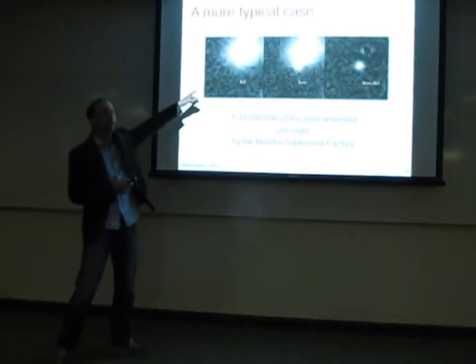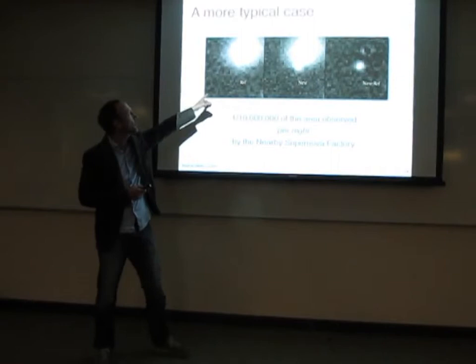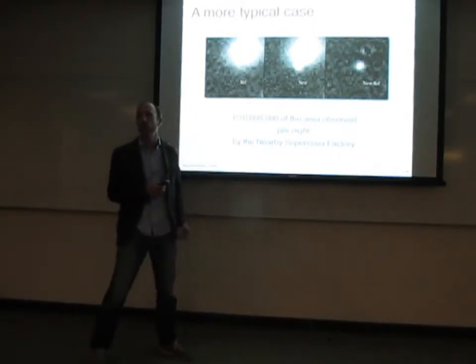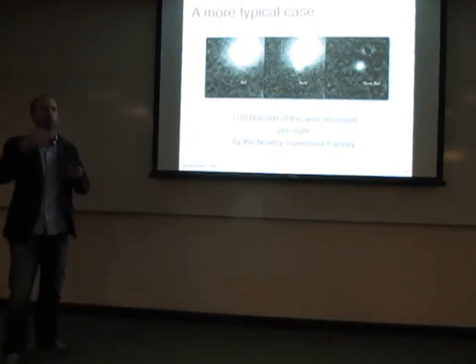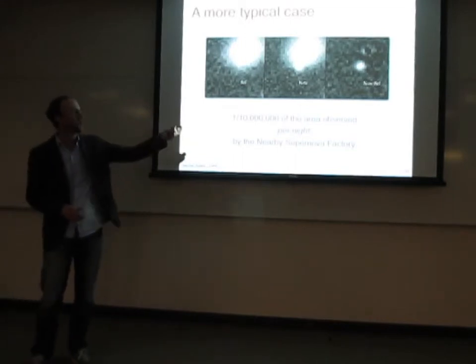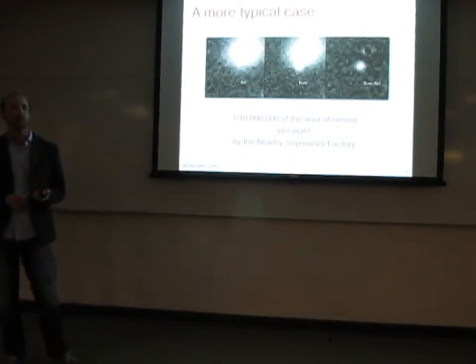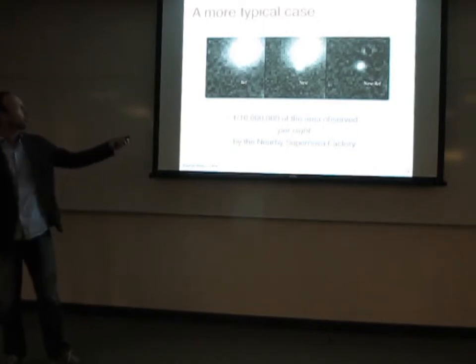A more typical example looks kind of like this. You have a fuzzy blob, and then a couple days later you come back and you get a slightly differently shaped fuzzy blob. And if you subtract one from the other, you can see a smaller fuzzy blob, and that was the supernova that went off. And you track it, measuring it every couple days and watching it get brighter and then dimmer again.